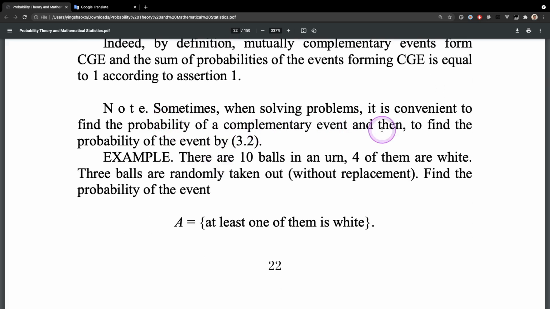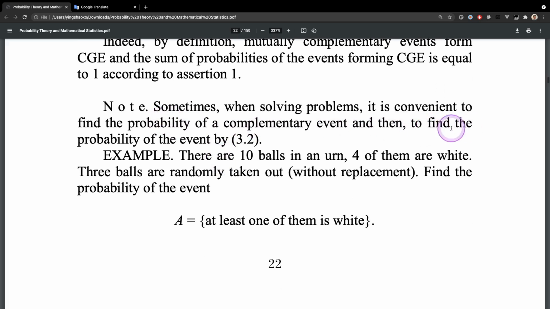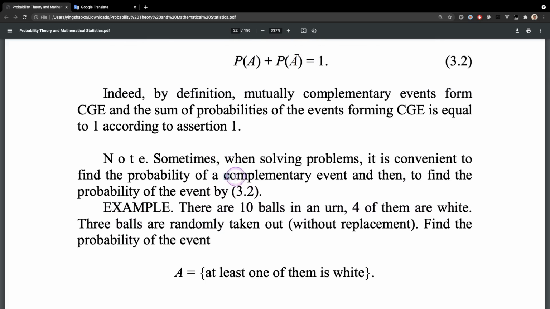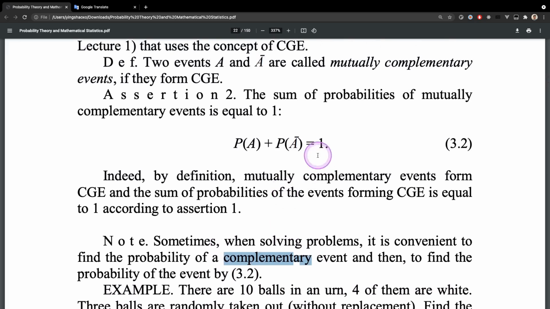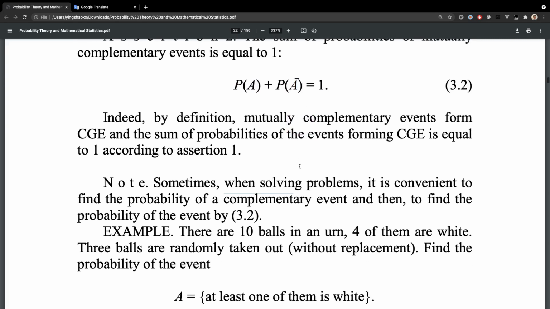Sometimes when solving problems, it is convenient to find the probability of a complementary event and then to find the probability of the event. Well, you may not know the meaning of complement. It's something like this: if you have the whole number and one part of that number, you could always try to get the complement, which is another part of that number, such that the two add up to the sum. Something like that.